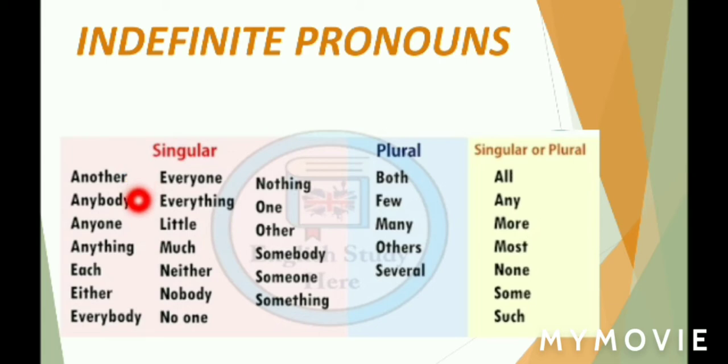Singular: another, anybody, anyone, anything, each, either, everybody, everyone, everything, little, much, neither, no one, other, somebody, someone, something. So all these are our singular indefinite pronouns. While the plural indefinite pronouns are both, few, many, others, several. Some indefinite pronouns can be used as singular or plural both, like all, any, more, most, none, some, such.